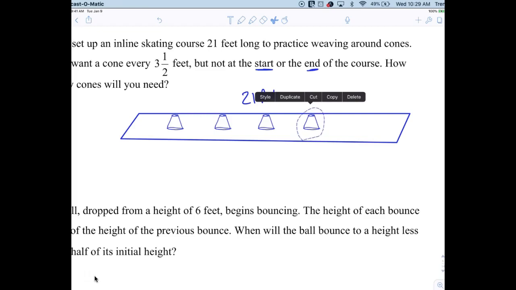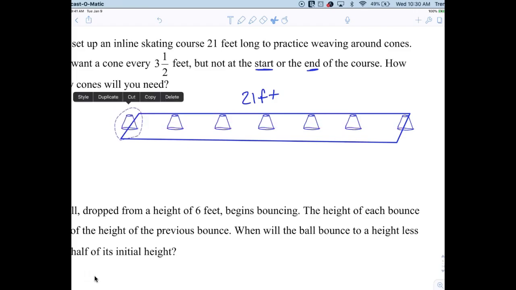Now the next one is what? 17.5 feet. That's perfect. And then the final cone will go on 21. Wait a minute. That's right. Hear what she said. If we were just doing this, I like what you said. I knew that was happening. So there we did, just like that.